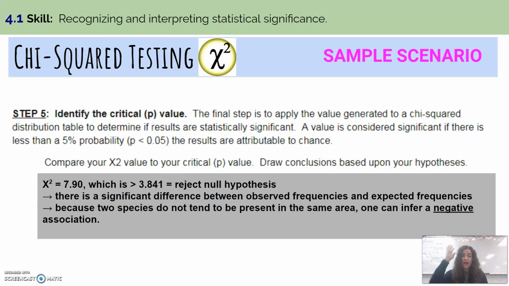So again, chi-squared was greater than the critical value of 3.841, so we rejected the null hypothesis, meaning there is a significant difference between what we observed and what we expected. So it's a negative association, oh my gosh, tongue twister, a negative association between the queen scallop and the king scallop.